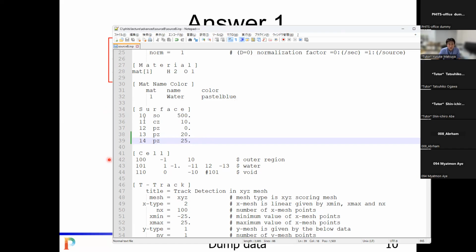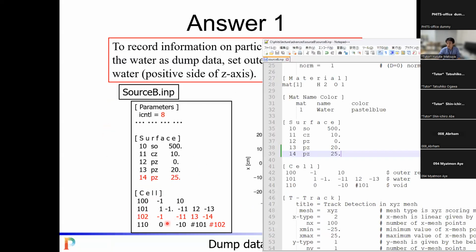And third step, an outer void made of the cylinder has to be added by setting its material number equal to -1, like this.